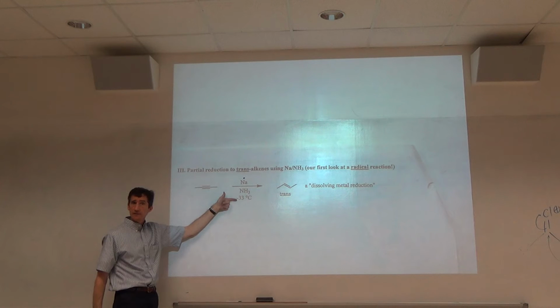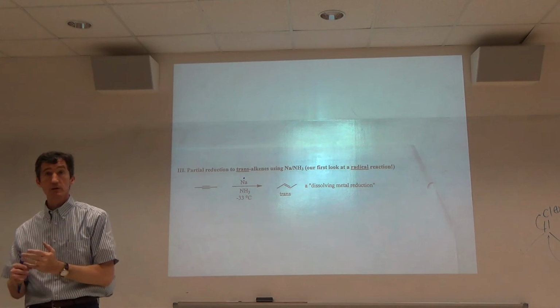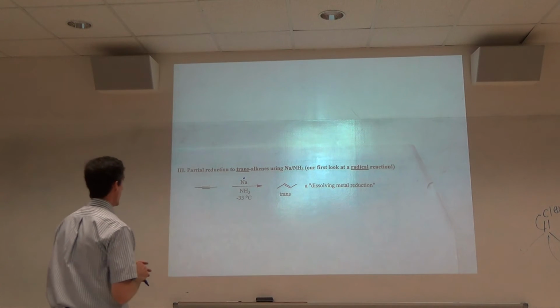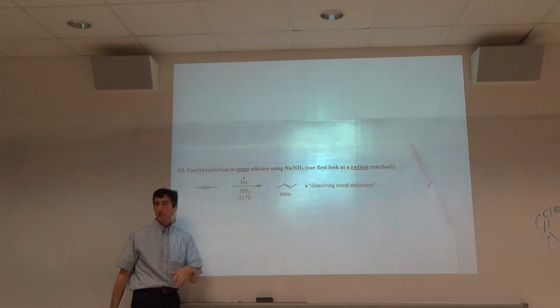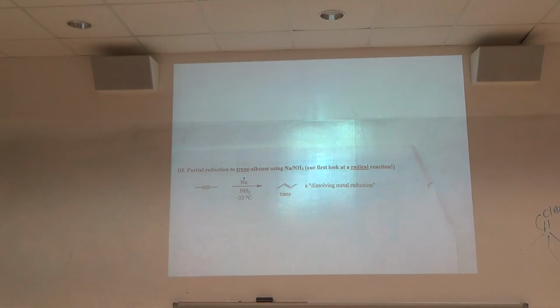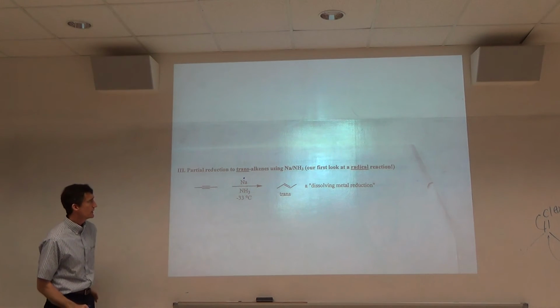Minus 33 degrees. Why that temperature? Because at minus 33, ammonia is a liquid. And this is done in actually liquid ammonia, the liquid being your solvent, so it's a liquid solution. Minus 33 probably comes from putting dry ice in some type of other solvent, and it achieves minus 33. It's very common to see minus 78. That's where you take dry ice and put it in acetone. If you do that, it'll be minus 78 degrees. So the minus 33 is not just random. It's easily achieved. Okay.